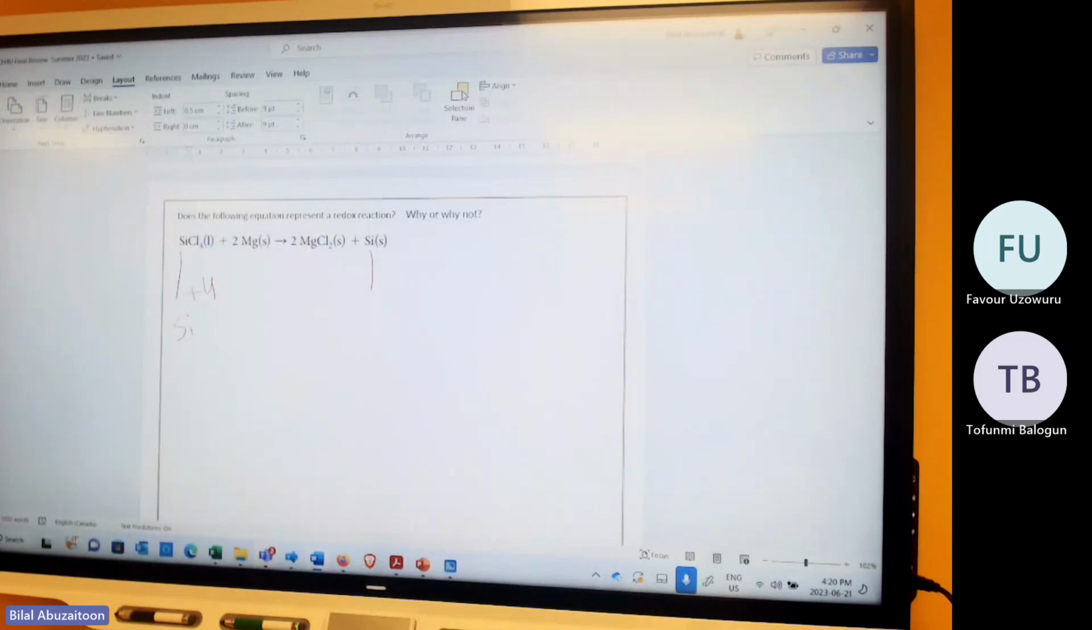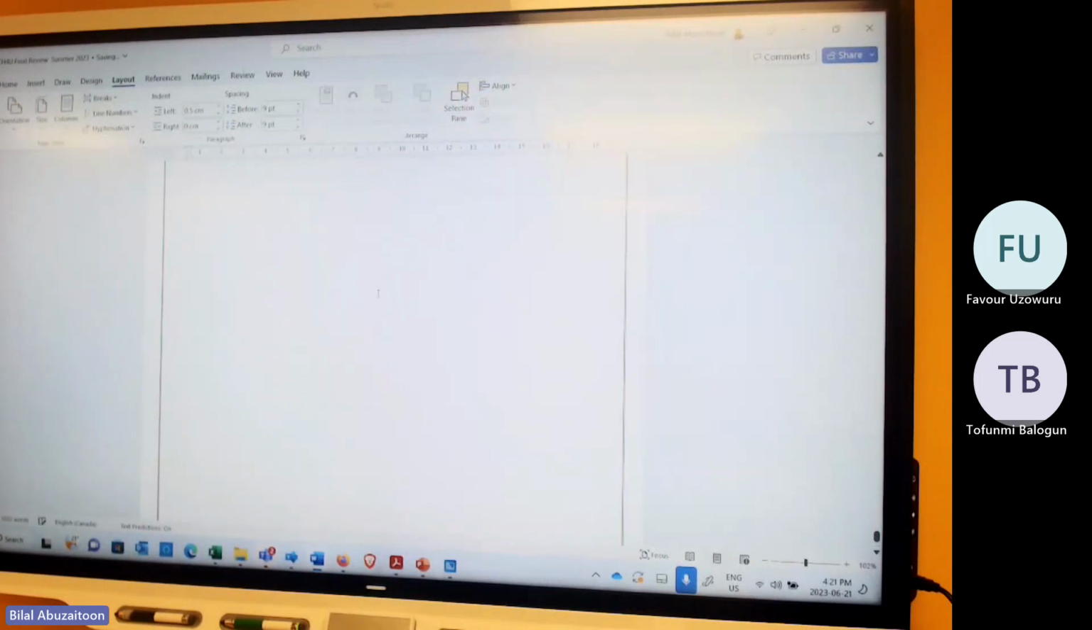This is the overall equation after crossing out the electrons. The silicon is +4. Why? Because the Cl is -1 times 4, which is -4, so the silicon will be +4. What about the solid silicon? Zero. From +4 to 0, decreasing, this is reduction, right? What about the Mg? It was 0, and here it is +2. So this is oxidation. So this is the redox reaction.